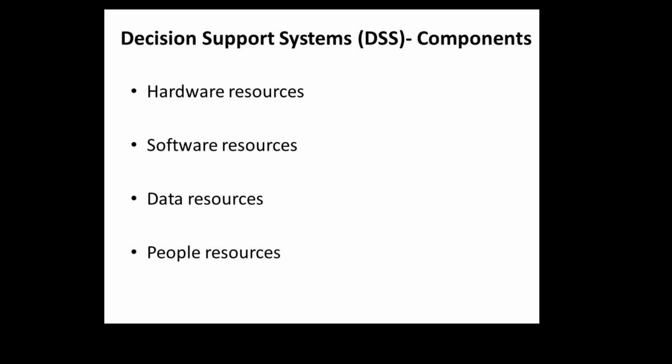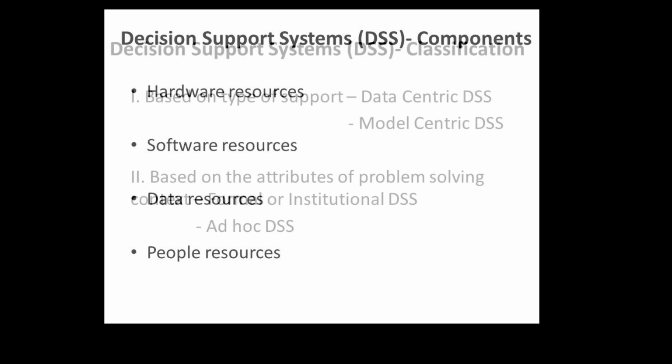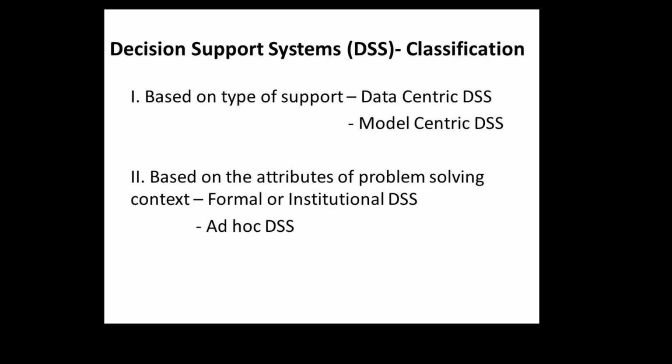So all these are the components of decision support system. Next, we come to the classification of DSS. In the previous session also we discussed the categories of DSS based on the type of support. Here only one category we discussed, that is data DSS and model DSS. Next category is based on the attributes of the problem solving context. We have formal DSS and ad hoc DSS.